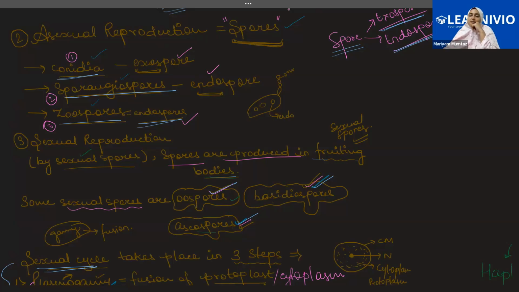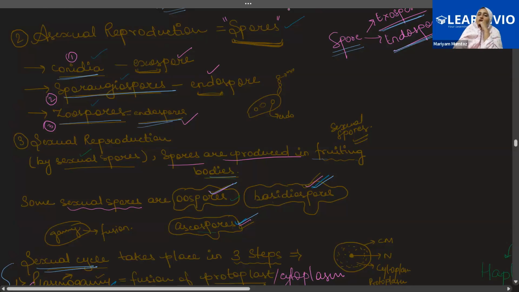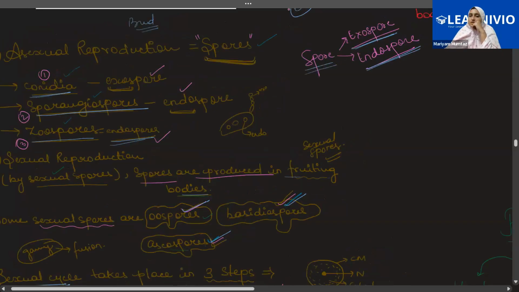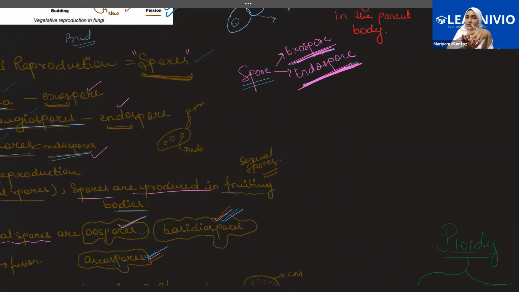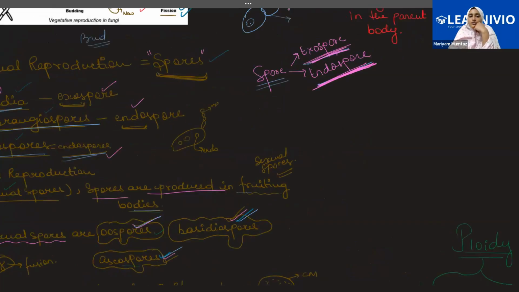Now, the spores can be exogenous or endogenous, or exospore or endospore. Now, the spores that are present outside, they are the exospore, and the ones that are present or developed inside is the endospore.